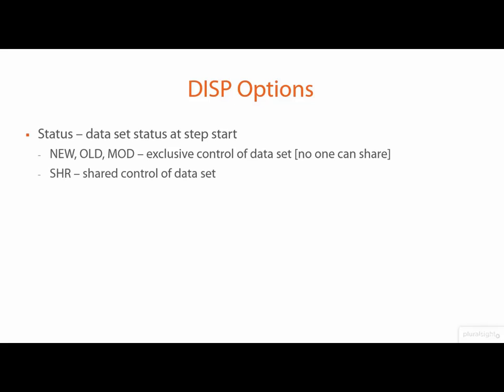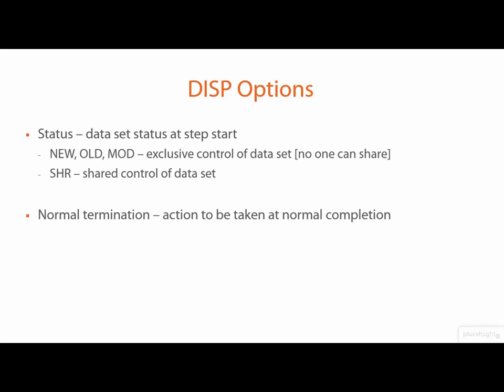If we say disposition share, then we are sharing that data set with anyone else that wants read access to that data set. And part of the reason for this, of course, is that it makes sense that if we are creating a new data set or if we are writing output to a data set, it doesn't make sense for us to share that with somebody else that may want to read that information because they wouldn't be picking up the current information that's being updated.